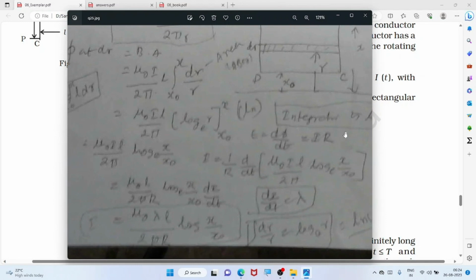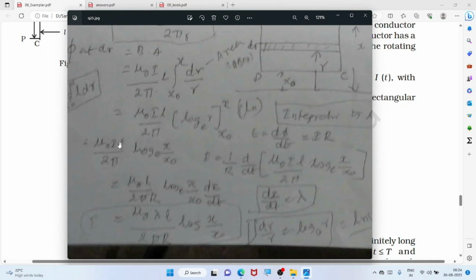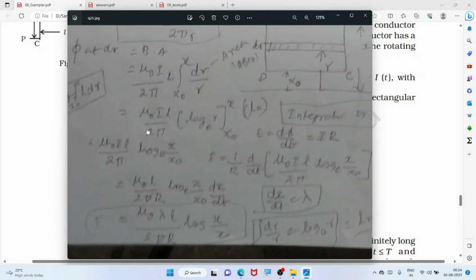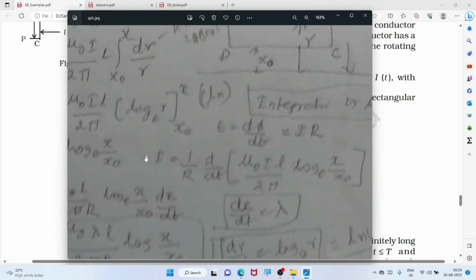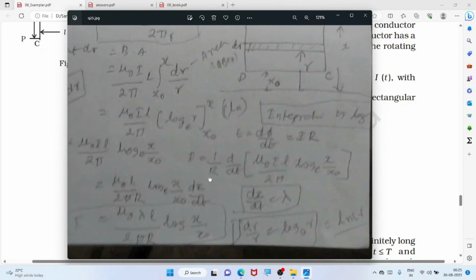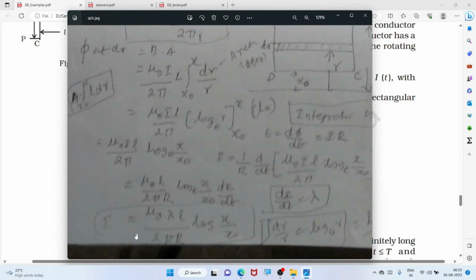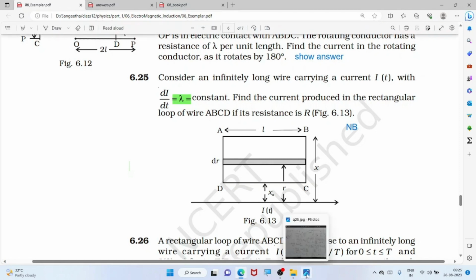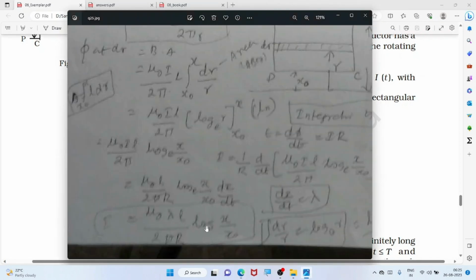E equal to d phi by dt equal to voltage, IR. Then from that they are finding this flux. Di by dt is lambda, they have given. So we have to find the current. So this is the current.